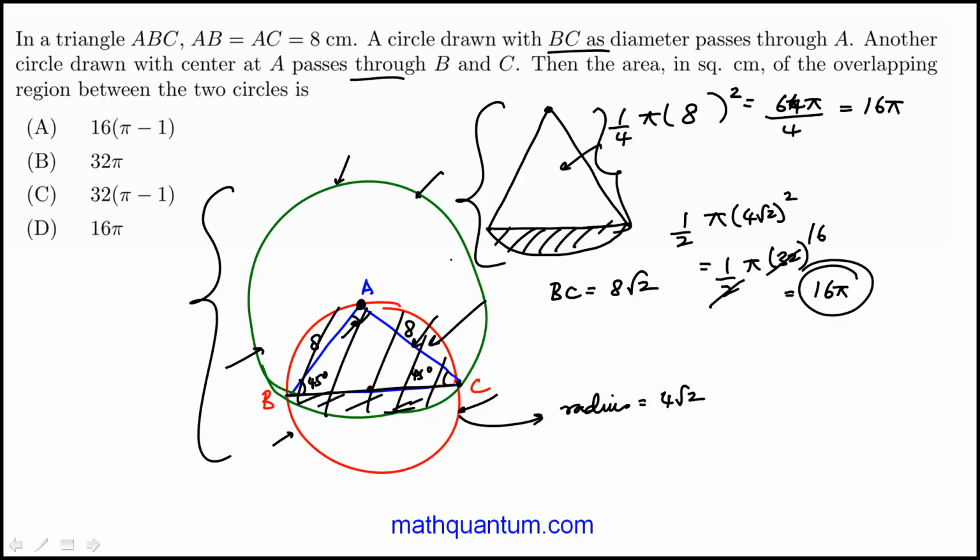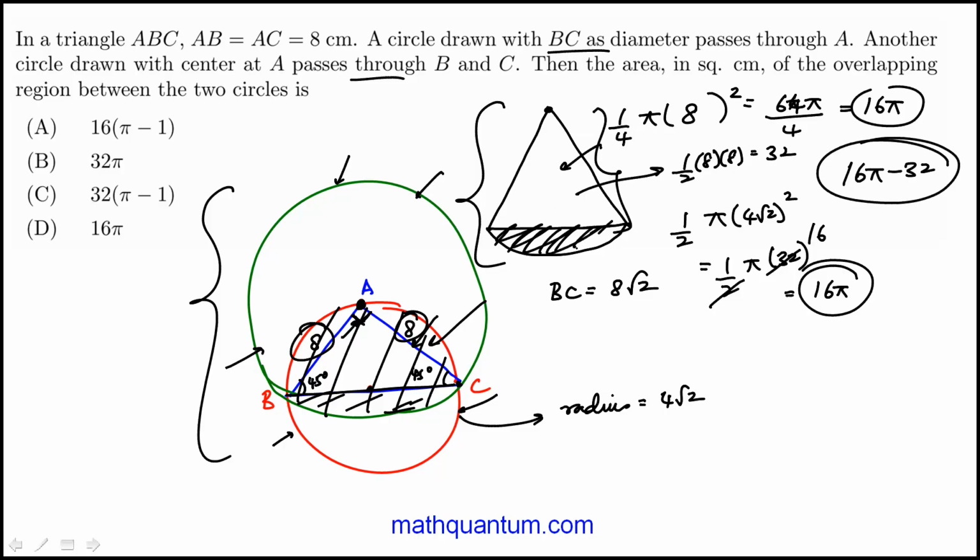Then I have to subtract the area of this triangle ABC. And note, this is the base, then that would be the altitude because it's a right triangle. So area of that triangle would be half 8 times 8, which is 32. And I need to subtract that from 32. And that would give me the area of that sliver, this piece here.